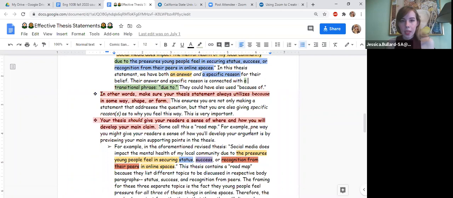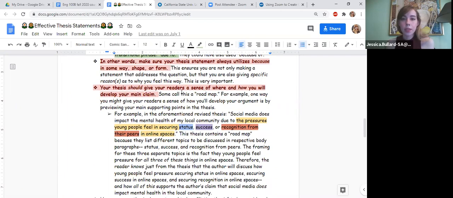Now, your thesis should give your readers a sense of where and how you will develop your main claim. So kind of what I just said, but let's look more into that. Some call this a roadmap. For example, one way you might give your readers a sense of how you'll develop your argument is by previewing your main supporting points in the thesis. So that's kind of what I was looking at.